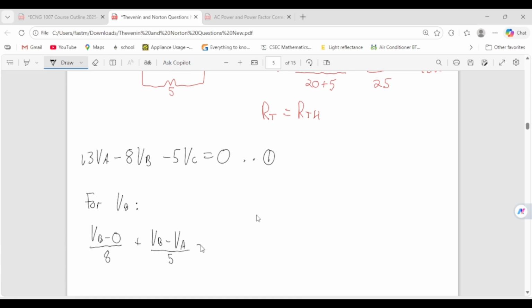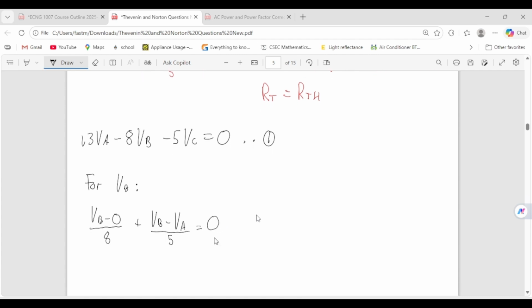And then you make it, and you just simplify that, like normal. So in this case, we could multiply both of them by 40. So you basically end up with 13 VB minus 8 VA, and that will be equal to 0. And that will basically be equation 2.